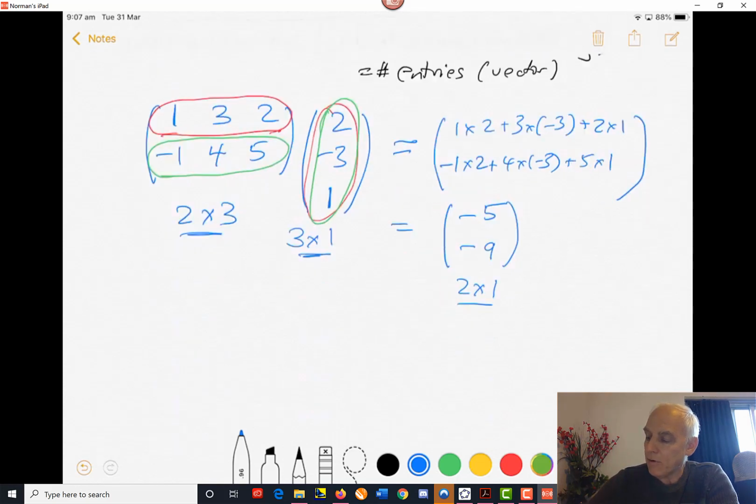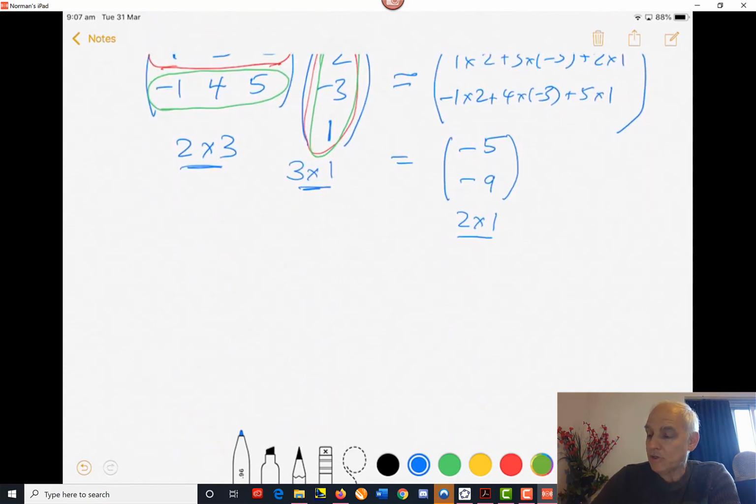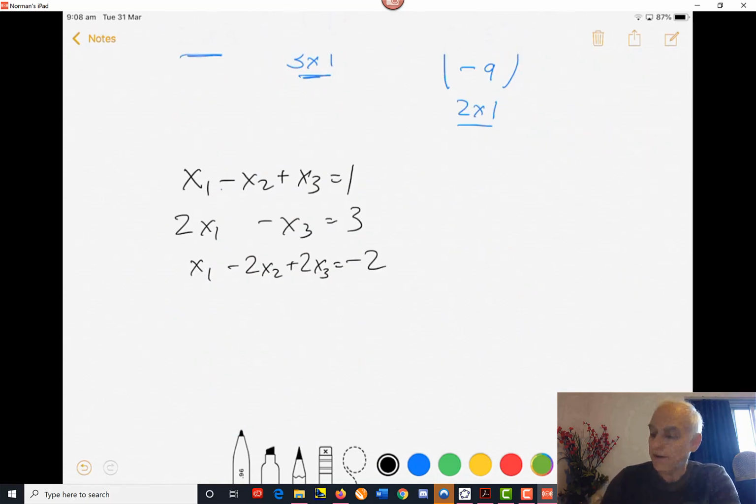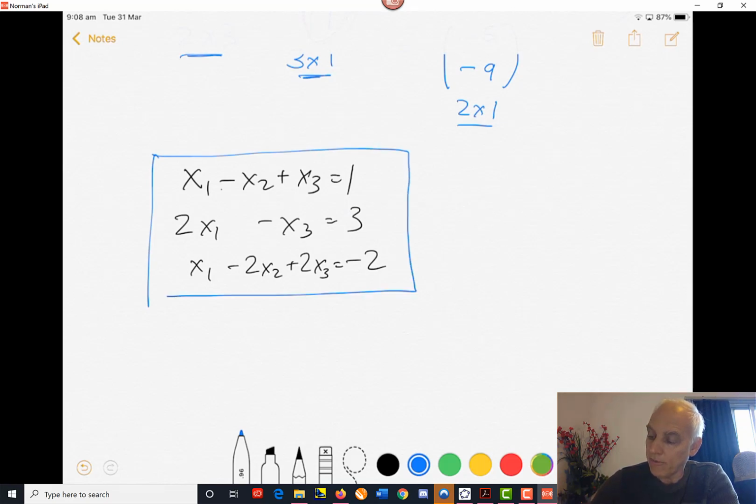Let's now go back to finish off that other example that I had, where we had a system of 3 equations in 3 unknowns. That was one of the things that we were already looking at today. I think we called it double star. Let's have another look at it now from this matrix point of view.